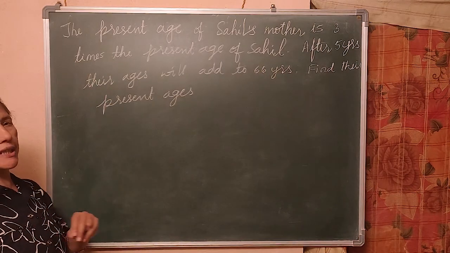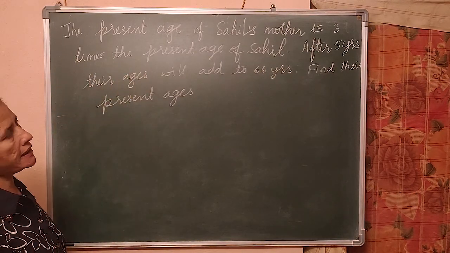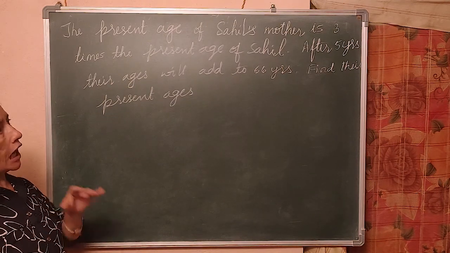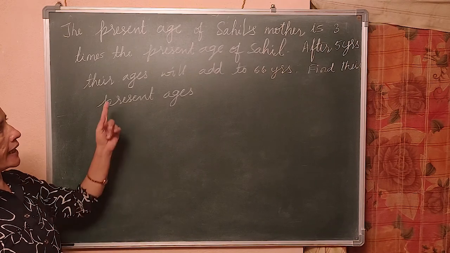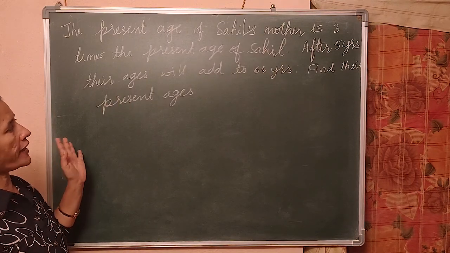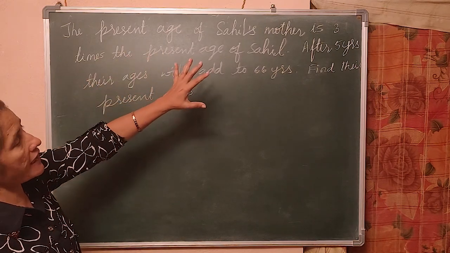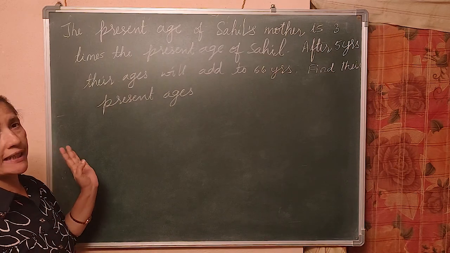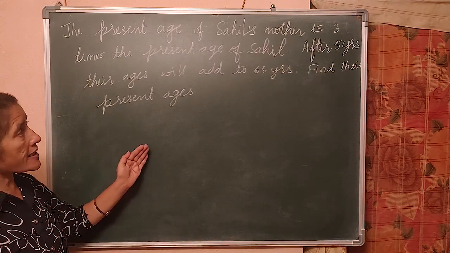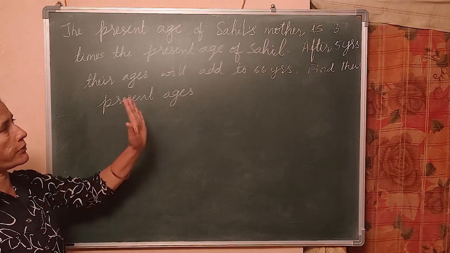The next question given is like this. The present age of Sahil's mother is 3 times the present age of Sahil. After 5 years, their ages will add to 66 years. Find their present ages. Now, Sahil's mother is 3 times older than Sahil. After 5 years, the sum of their ages is 66 years. That's what I understood from the question.